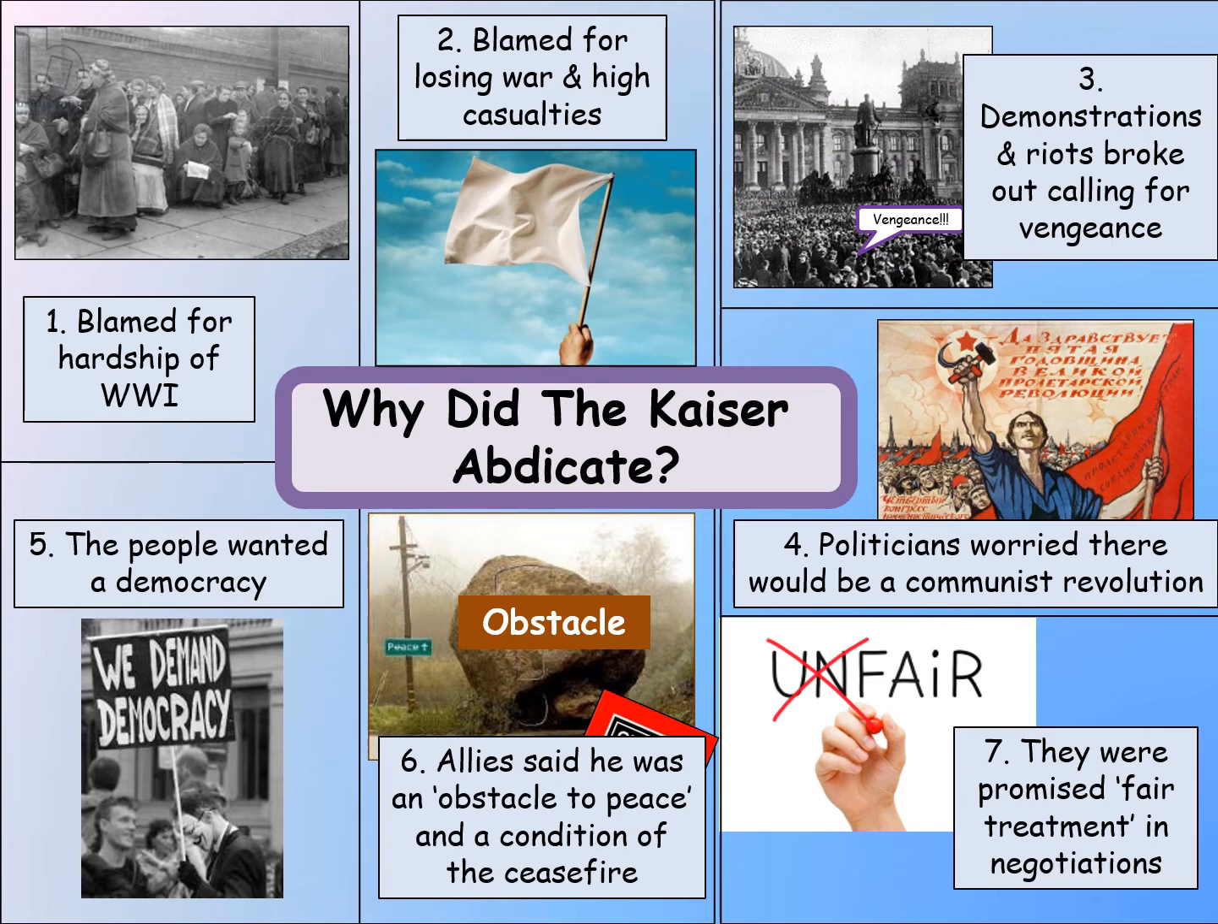So what we're going to do with this next part of the PowerPoint is look at each of these things in a wee bit more detail. It's probably a good idea if you put that heading, why did the Kaiser abdicate, and you maybe write down the 7 things that we're looking at, and we're going to have a wee bit more detail in the next couple of slides.